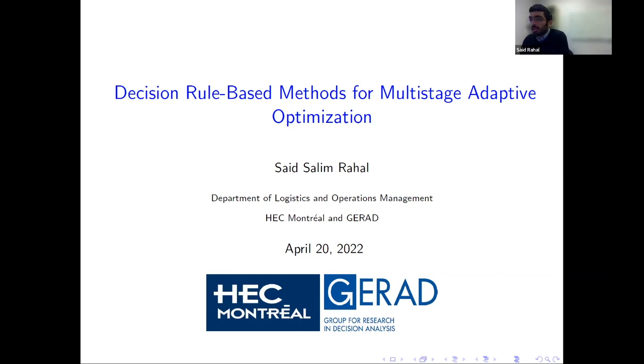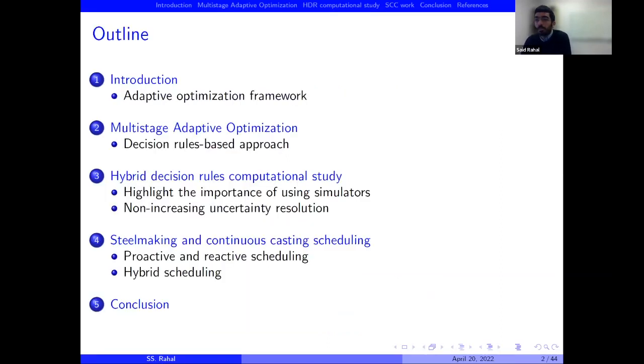So to start, I'll start with the outline. I'll have 5 main points, starting with an introduction, then talking a bit about multi-stage adaptive optimization, the methodology of decision rules-based methods, and then I will talk about one of my early research work, which is a hybrid decision rule computational study, and an application of decision rule-based methods in the steelmaking and continuous casting scheduling, basically a production scheduling problem. Then I will conclude with a few points.